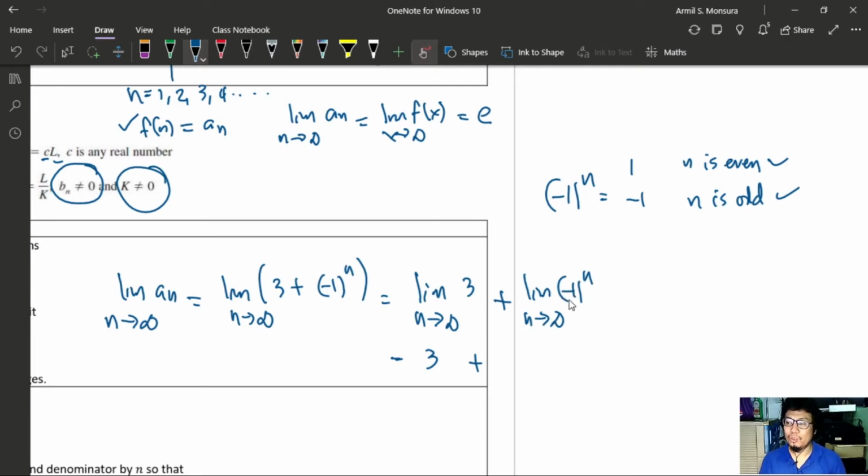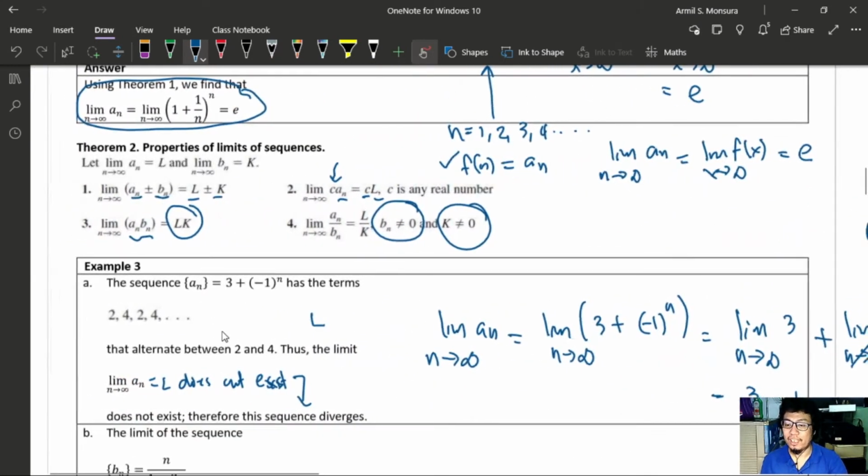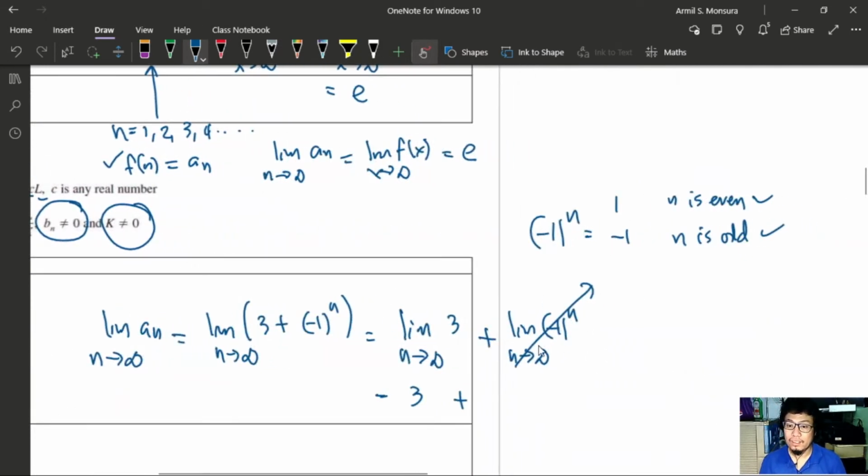So this would actually be the cause why this given sequence would diverge. This very term here, the oscillatory property of negative 1 raised to n. Oscillatory means it goes back and forth between the same values. It becomes negative 1 and then 1 and then back to negative 1 again and then 1 and then back to negative 1 again. So it oscillates. It is oscillatory.